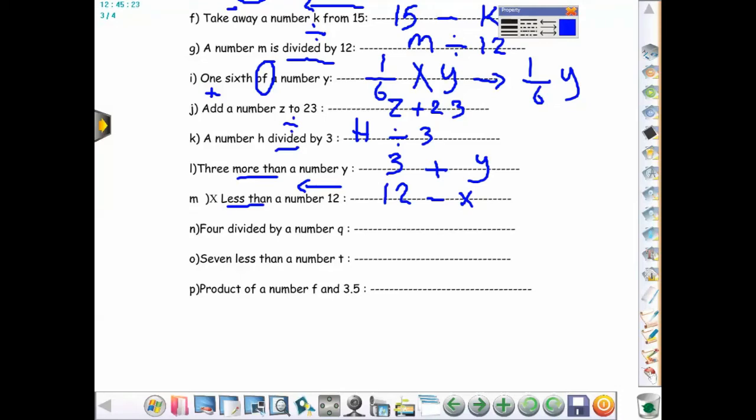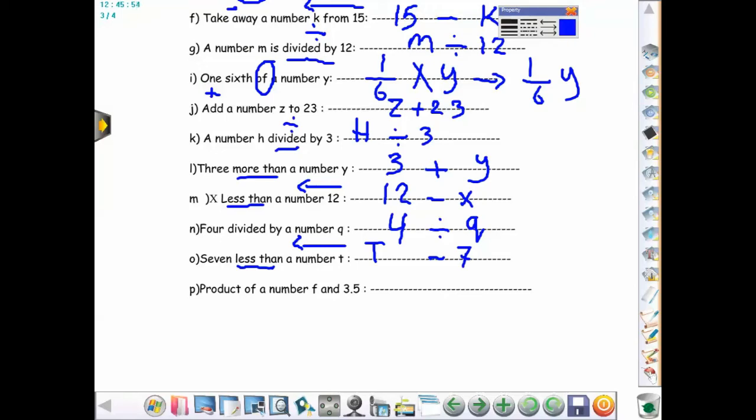Okay. In letter N we have 4 divided by a number q. 4 divided by q. 7 less than a number t. Less than, which means subtract. Go from backward to forward. So t minus 7.